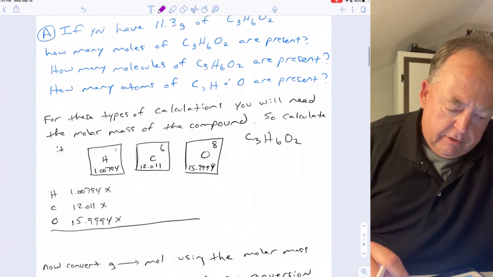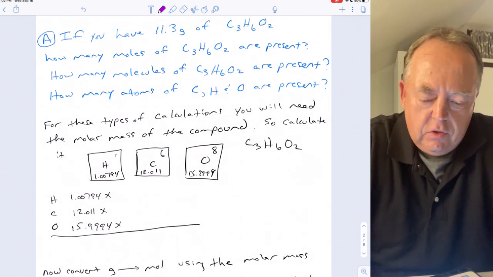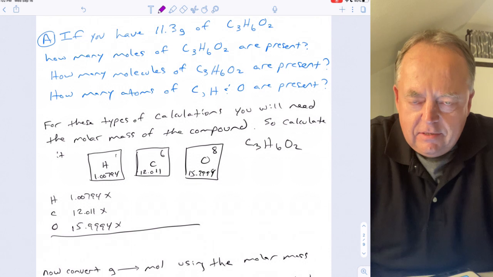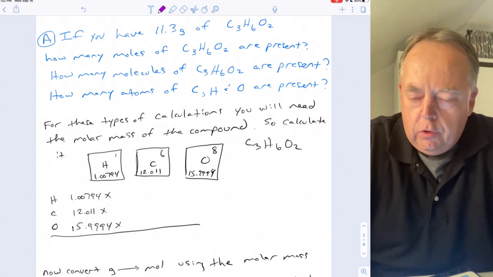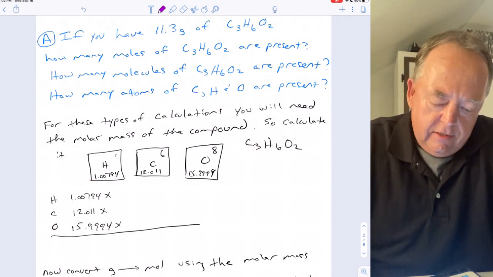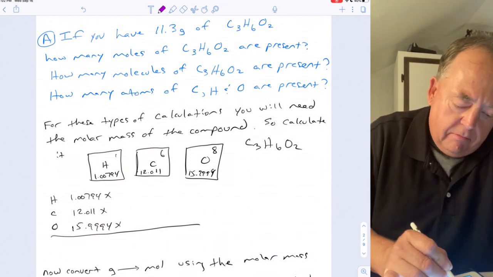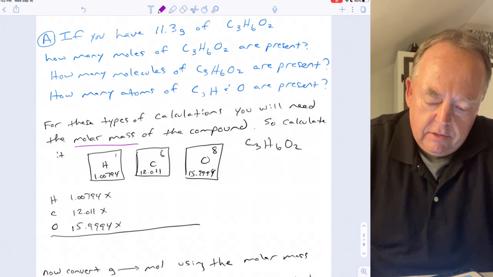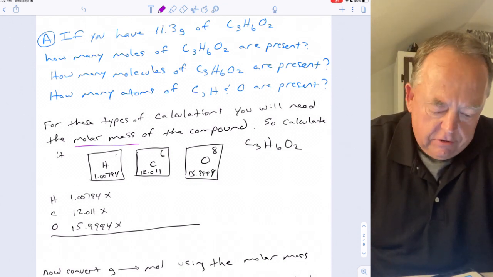Okay, so if we take this first problem, if you have 11.3 grams of C3H6O2, whatever the molecule is, doesn't matter, you shouldn't get hung up on that. How many moles of C3H6O2 are present? For these type of calculations, you will need the molar mass of the compound. If it's not given to you, then you'll have to go ahead and calculate that first.